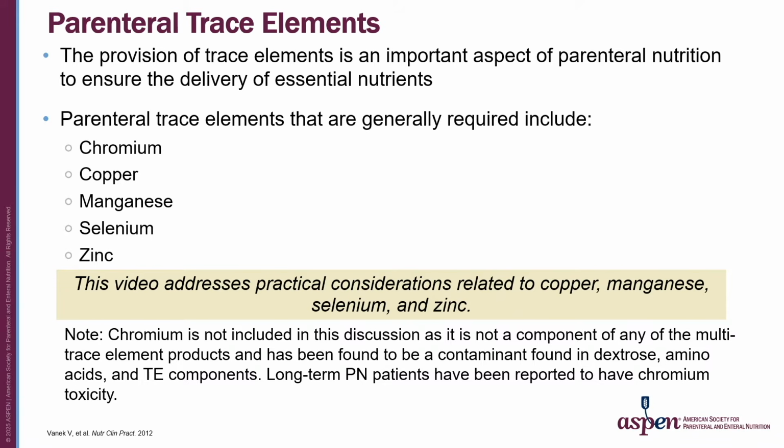Parenteral trace elements that are generally required include chromium, copper, manganese, selenium, and zinc. This video addresses practical considerations related to copper, manganese, selenium, and zinc. Please note that chromium is not included in this discussion as it is not a component of any of the multi-trace element products and has been found to be a contaminant in other products such as dextrose, amino acids, and other trace element components. In fact, long-term PN patients have been reported to develop chromium toxicity.